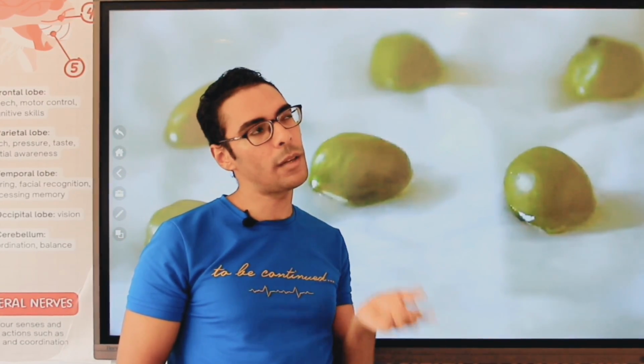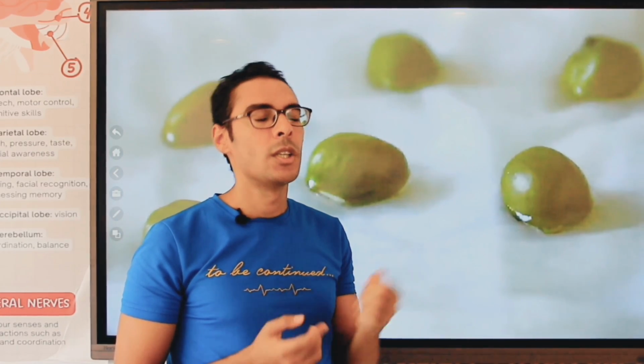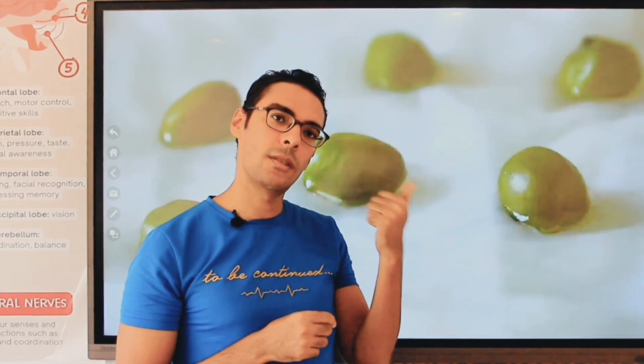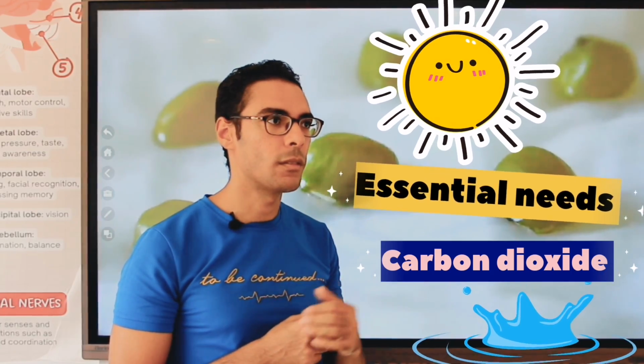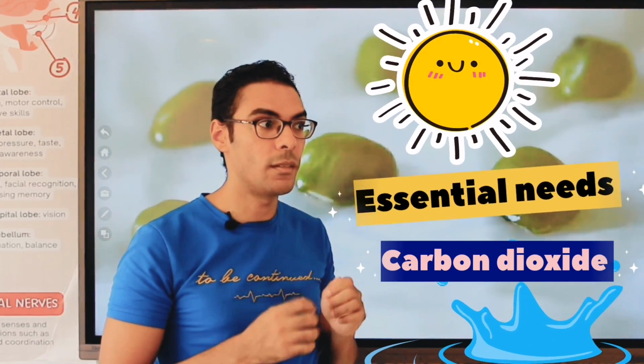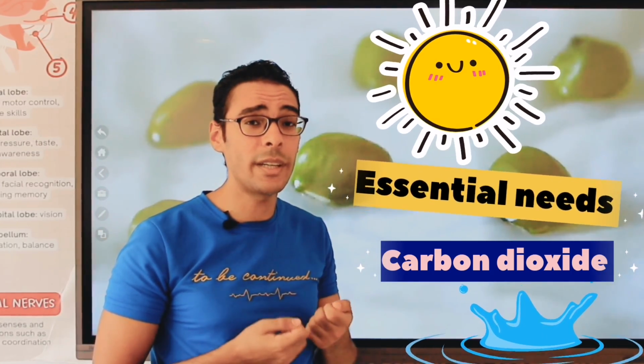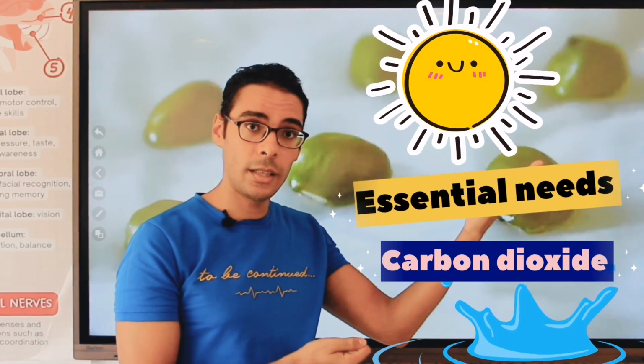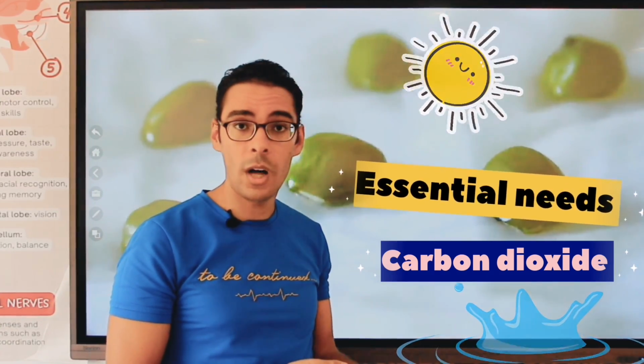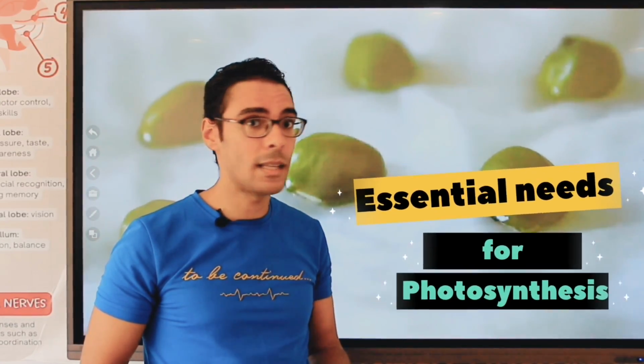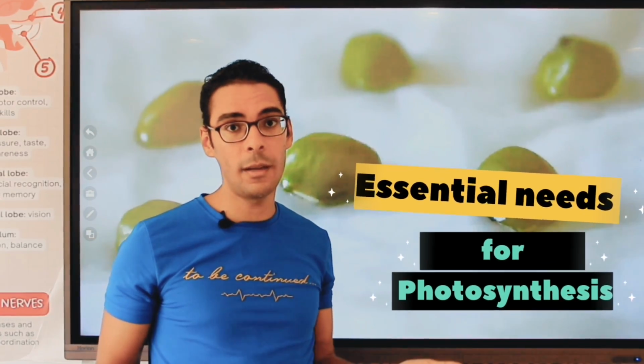Also, they cannot grow up without sunlight. They cannot carry out the photosynthesis process. So if they cannot grow up without sunlight, that means the sunlight is important. Water is important. But they are highly important. They are extremely important. These are essential needs: sunlight, carbon dioxide, and water. The plant cannot grow up without them.